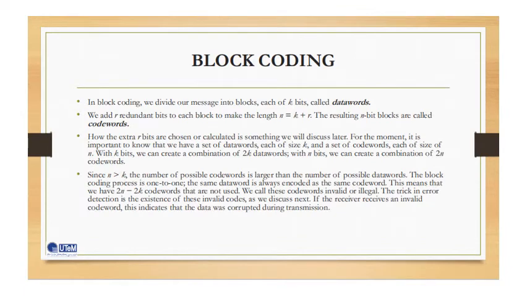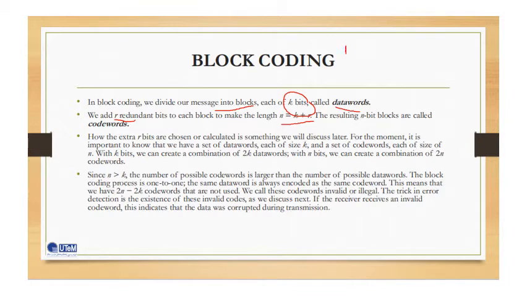Okay, what is block coding? In block coding, we divide our message into blocks of k bits, which are called data words. We add r redundant bits to each block to make the length n equal to k plus r. The resulting n-bit blocks are called code words.